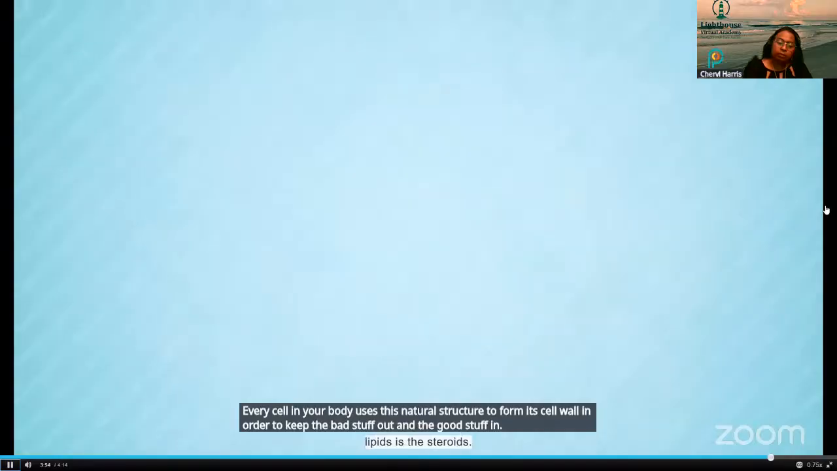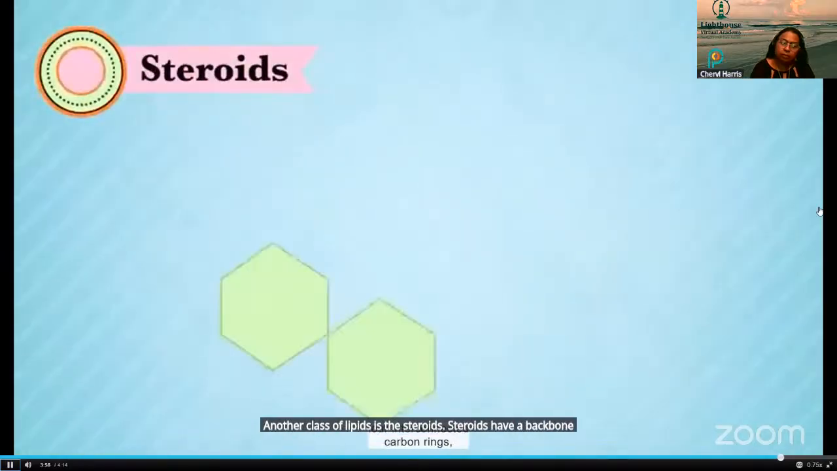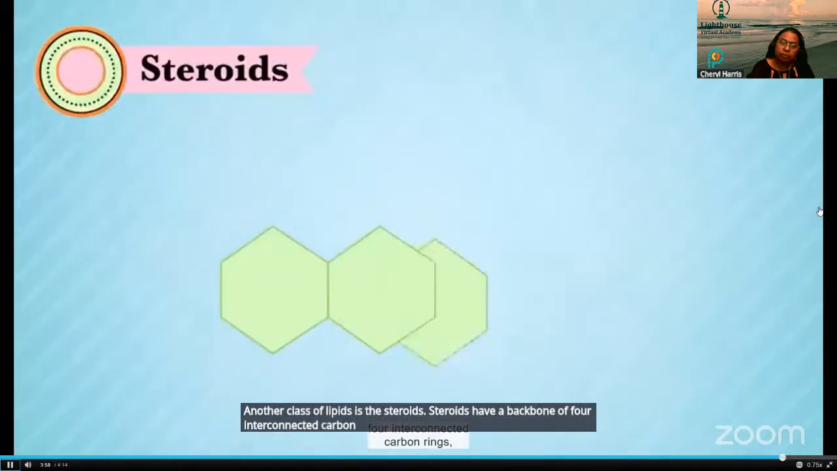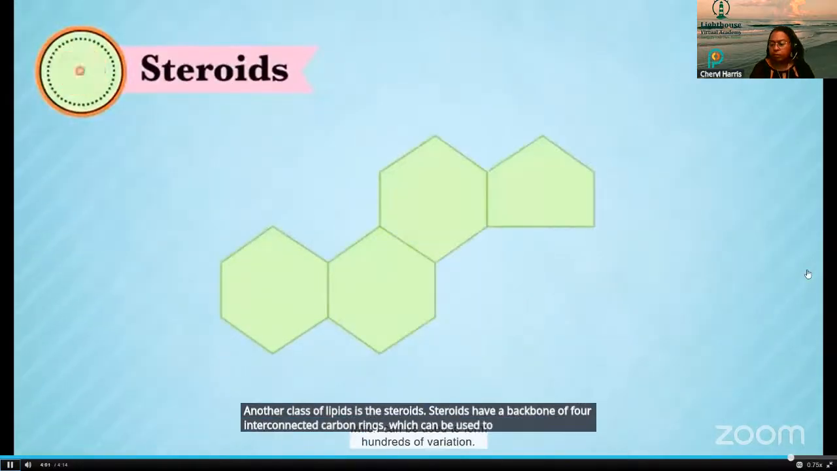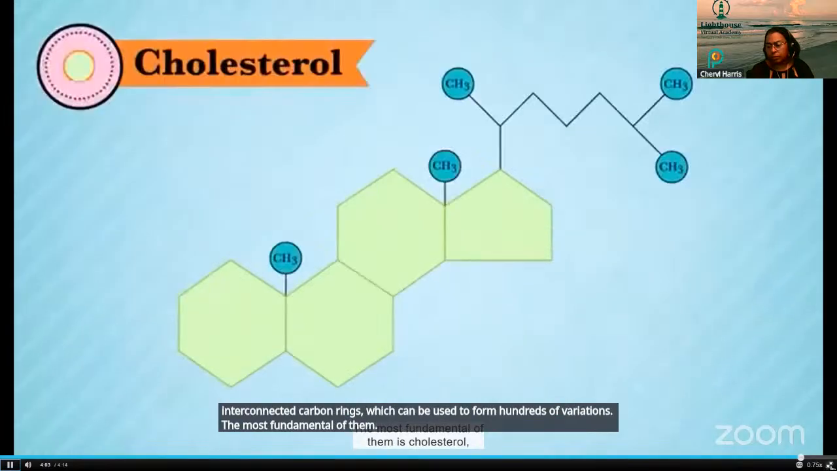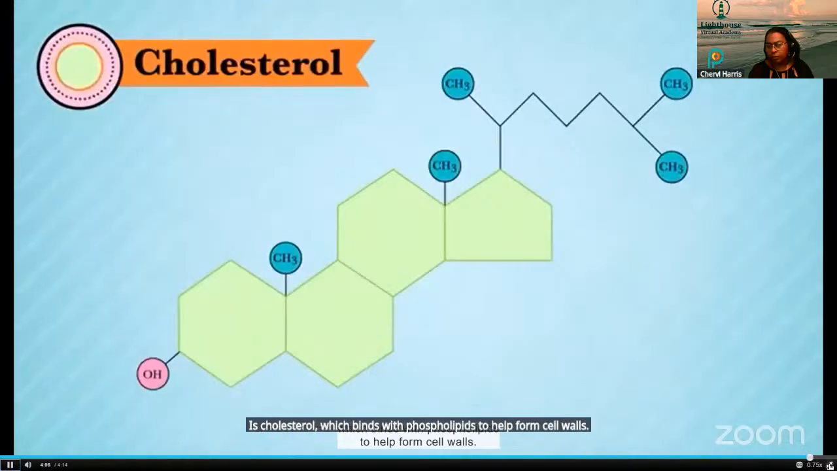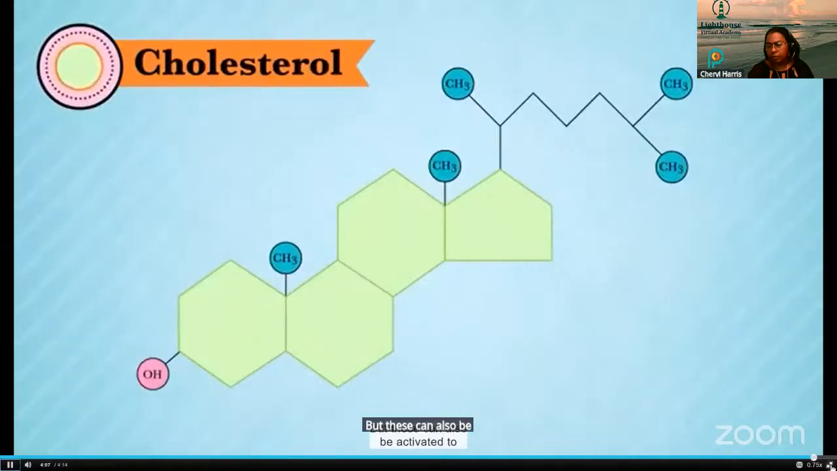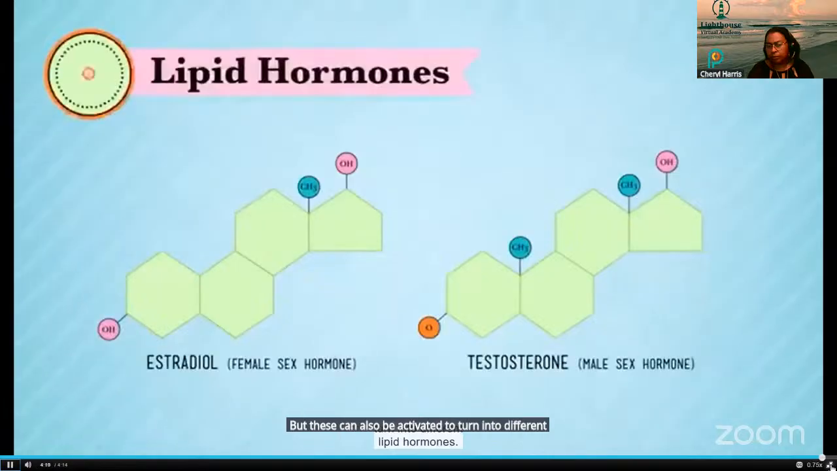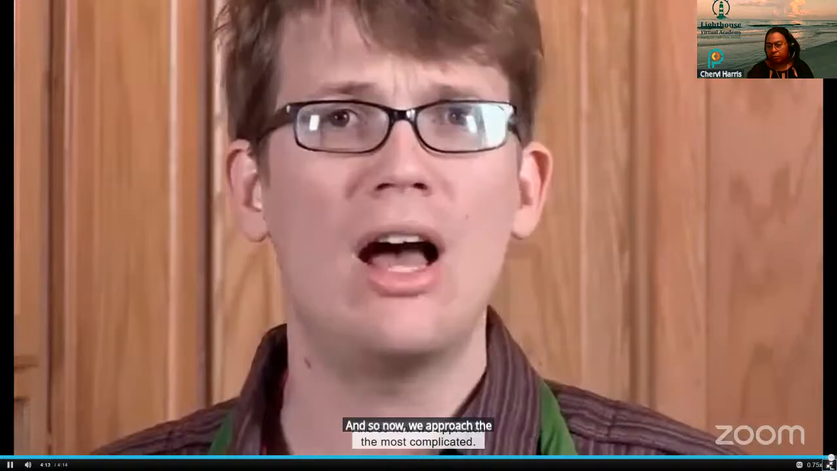Another class of lipids is the steroids. Steroids have a backbone of 4 interconnected carbon rings, which can be used to form hundreds of variations. The most fundamental of them is cholesterol, which binds with phospholipids to help form cell walls. But these can also be activated to turn into different lipid hormones. And so now we approach the most complicated.